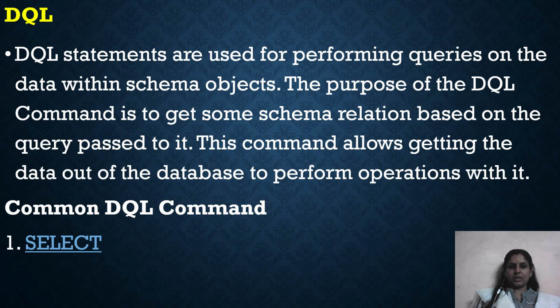What is DQL? DQL statements are used for performing queries on the data within the schema objects. The purpose of the DQL command is to get some schema relation based on the query passed to it. So this command allows getting the data out of the database to perform operations with it. DQL statements are used to retrieve data from your database. They allow users to query, filter, sort and display information stored in the tables. The common DQL command is select. The select statement is the only command under the DQL.